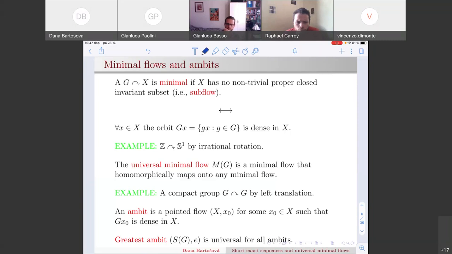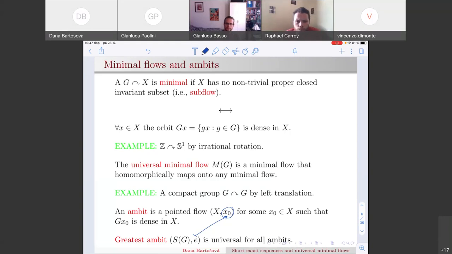It's an orbit closure, right? An ambit is a flow where you have a distinguished point whose orbit is dense, right? So you can think of it as being the orbit closure of this point. And the greatest ambit is the most complicated orbit. It factors onto every other ambit while mapping the base point here onto the base point here. Of course, there is only one such map if it exists, because both of the orbits are dense, and it actually does always exist. So there is a unique map.